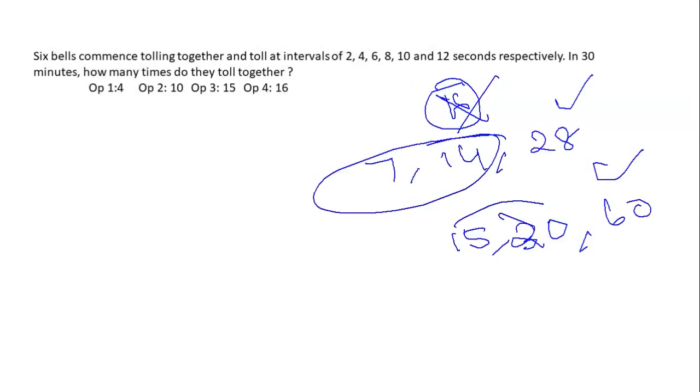So in 2, 4, 6, 8, 10, 12, 2 is already present inside the others, so 2 need not be considered. 4 is already inside 8 as well as in 12. 6 is already inside 12. 8 should be considered because 8 is the largest multiple of 4. 10 should also be considered, and 12.